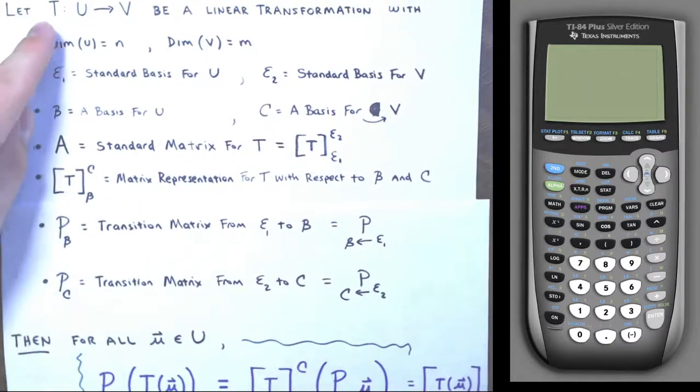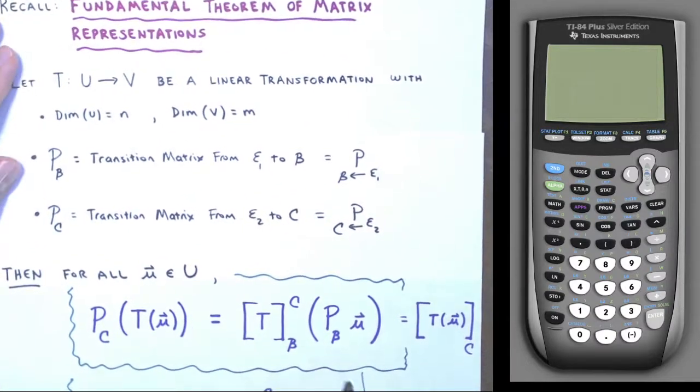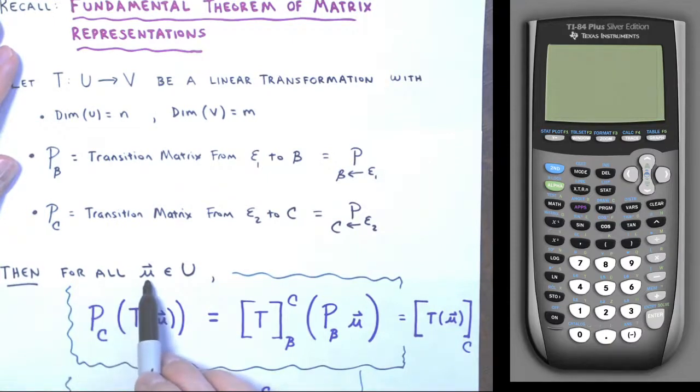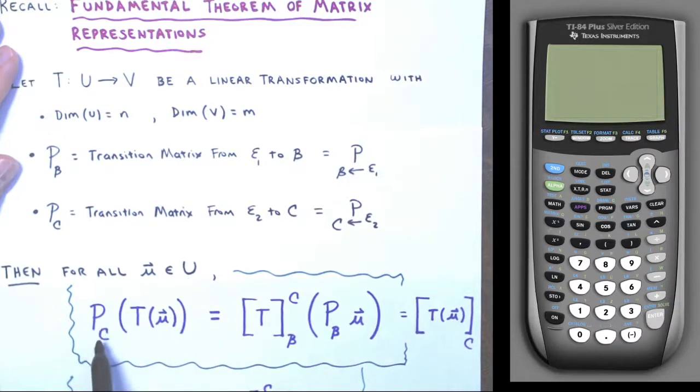So again, suppose I have a linear transformation called T from vector space U to vector space V, and all these notations for bases and matrices. Then for all U in the domain, P sub C times T of U will be equal to the matrix representation with respect to B and C, multiplied by P sub B times U. And both of these represent the coordinates of T of U relative to basis C. Both of these represent that same thing.